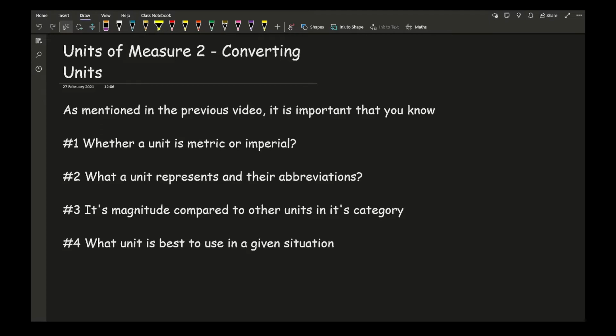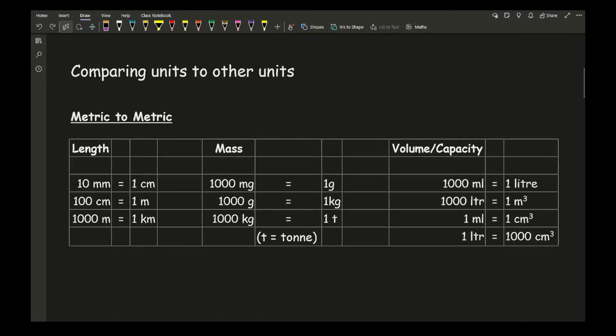So for example, what unit would you use to measure the distance you travel from home to school? What unit of measure would you use to weigh, let's say, a grain of rice? What unit of measure would you use to measure how much water you drink in a day? So it's really important to get an idea of what the actual units represent and also where they're used in the real world.